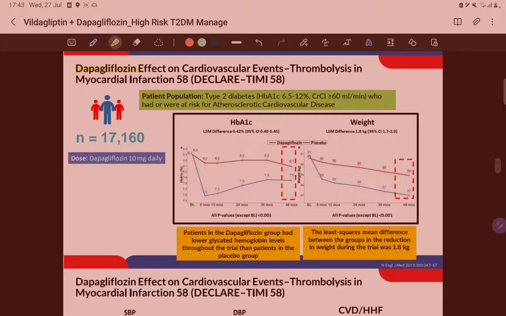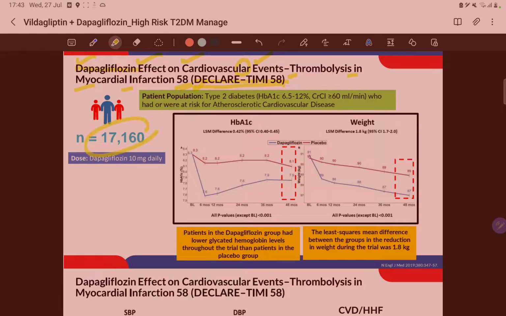Something about dapagliflozin and its effect on cardiovascular events. We are going to discuss the DECLARE-TIMI 58 trial. So we can see the spelling: DECLARE-TIMI 58, dapagliflozin effect on cardiovascular events. TIMI is Thrombolysis in Myocardial Infarction 58, so this is DECLARE-TIMI 58.